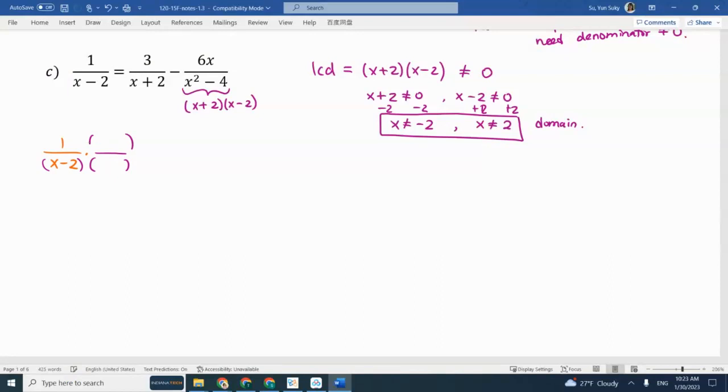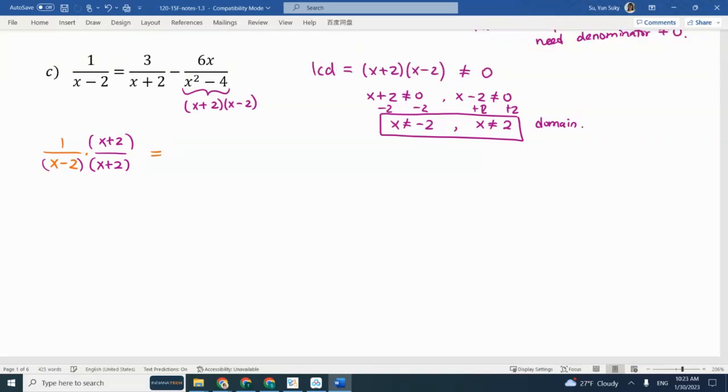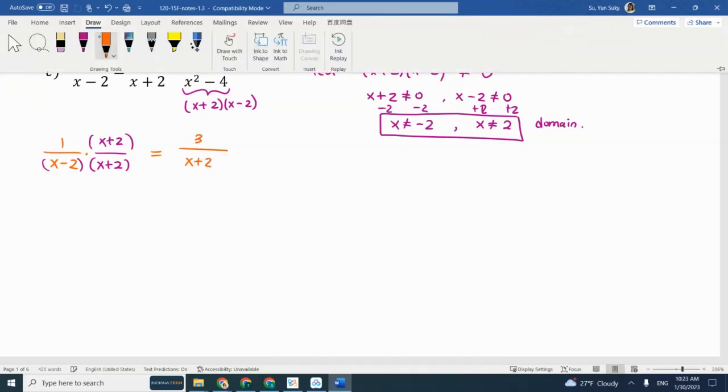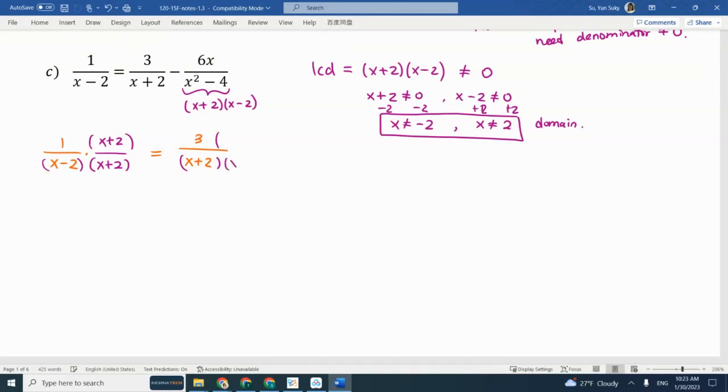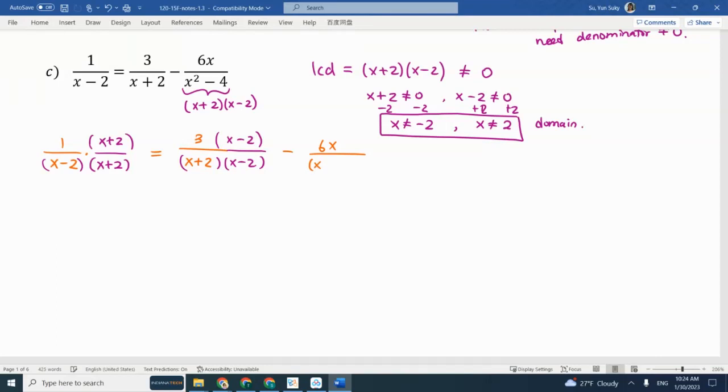What do we need? Yeah, x plus 2. Okay. And then equals, on the right hand side, the first term, 3 over x plus 2. What do we multiply by? X minus 2. Okay. And the last term. Oh, do you see the last term? We already have x plus 2, x minus 2, so we don't need to do anything. Yes, everybody?